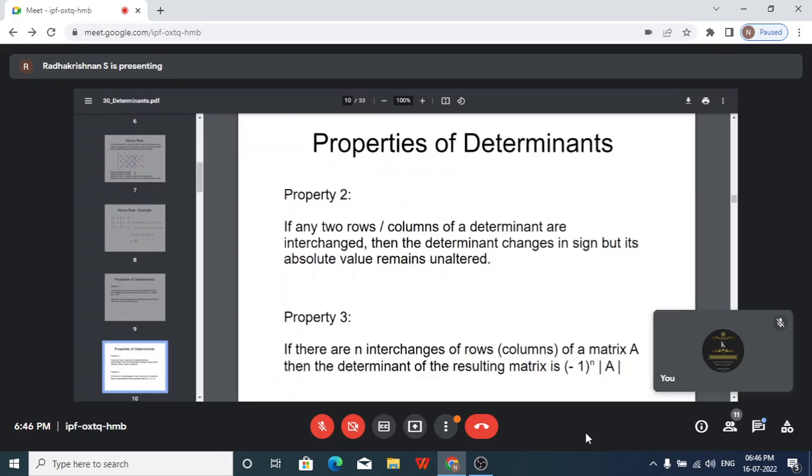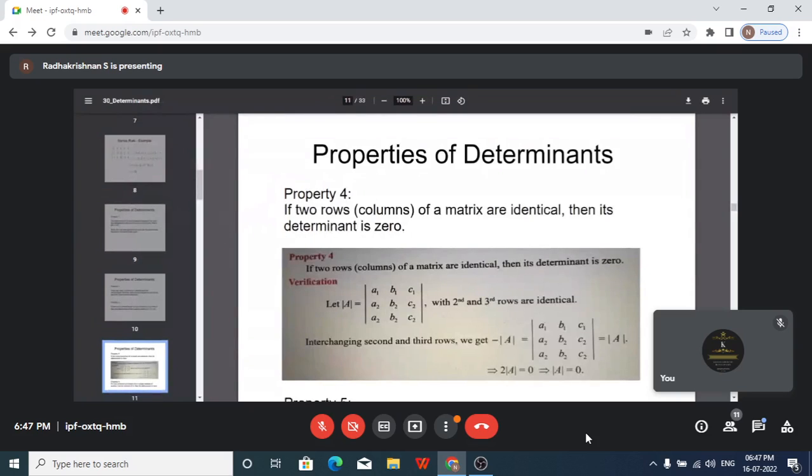If two rows are identical, then its determinant is 0. This is very, very important. If two rows are the same, for example take a1 b1 c1, a2 b2 c2, and again a2 b2 c2, so if row 2 and row 3 are like this, we don't have to calculate. We can straight away say that this determinant is going to be 0.